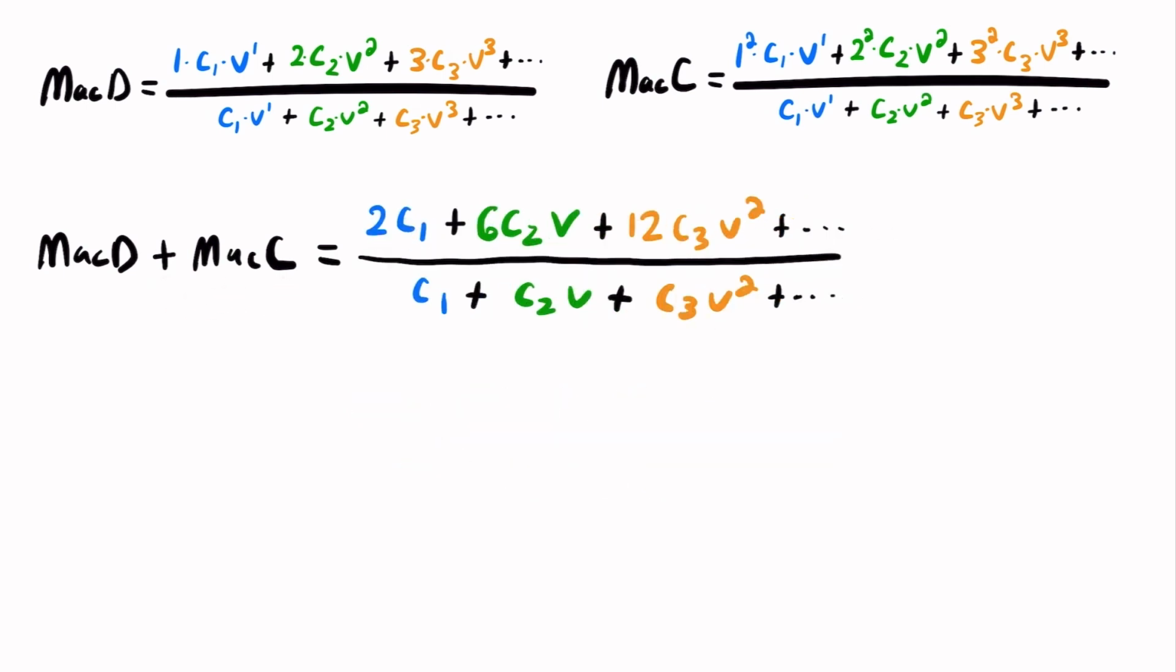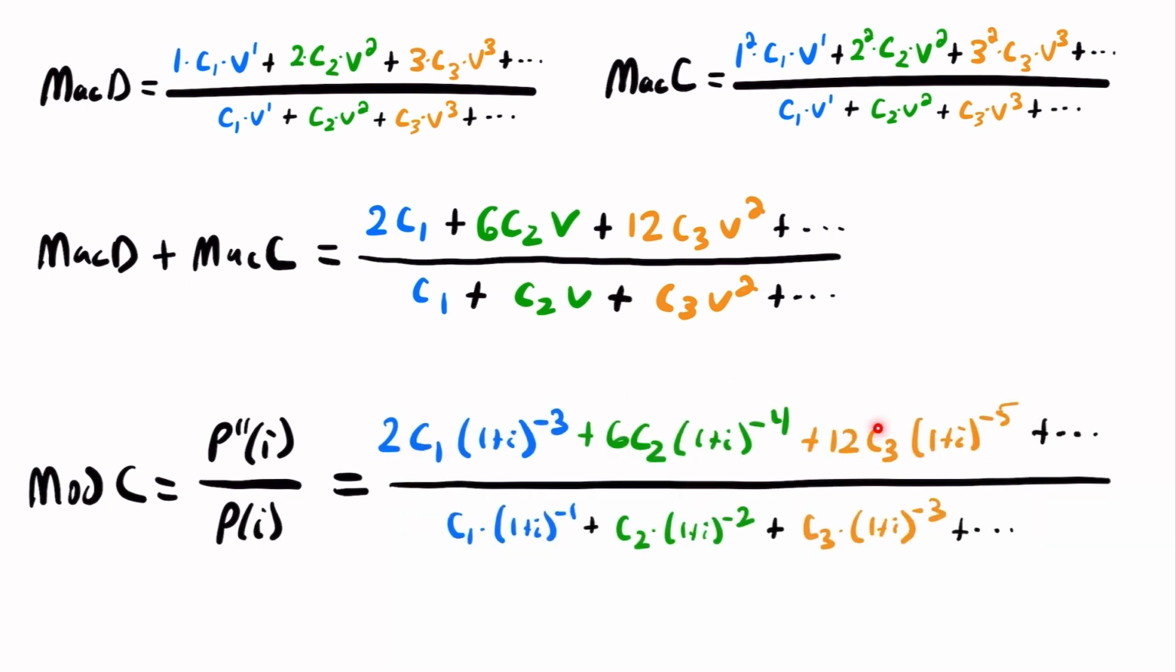And so here's where things get interesting. If you remember what we said earlier, the modified convexity is equal to the second derivative of the present value function divided by the present value function. Now, if we replace each of those functions with what they're equal to, and I'm taking this from the previous page where we calculated the second derivative and we wrote out the present value function itself, here's what the modified convexity will look like. We have the terms for the second derivative of the present value function in the numerator, and then we have the terms for the present value function in the denominator.